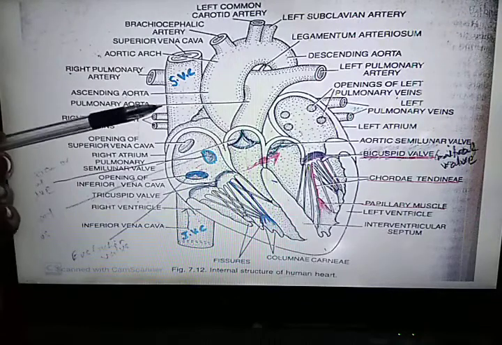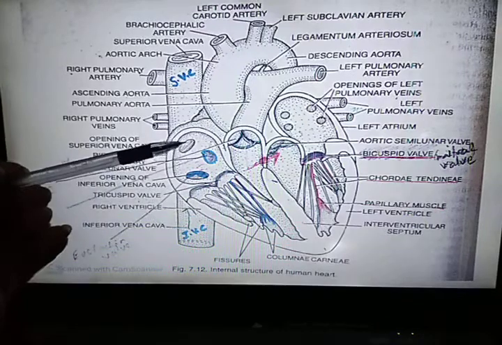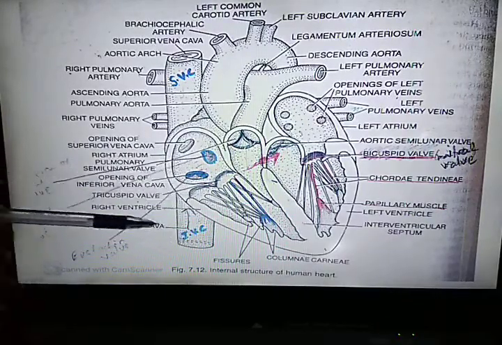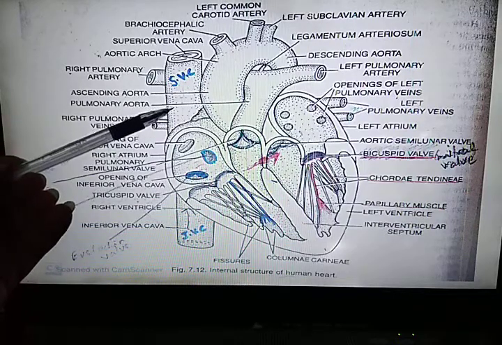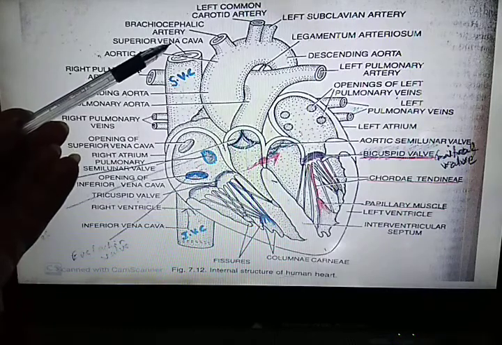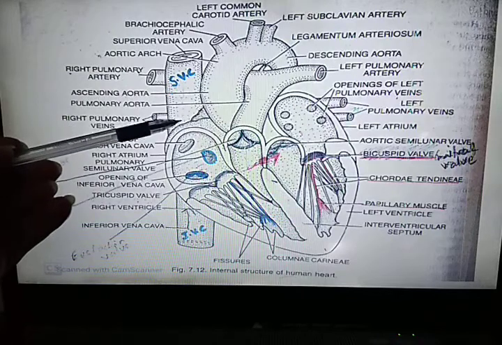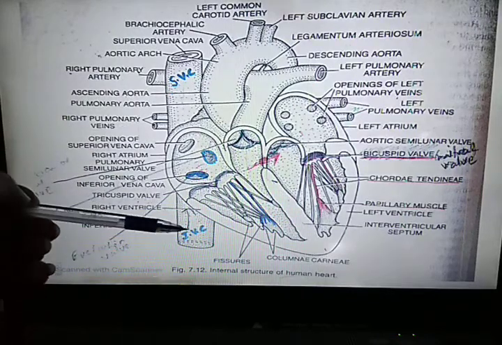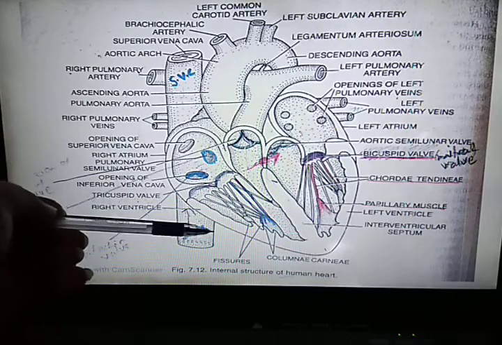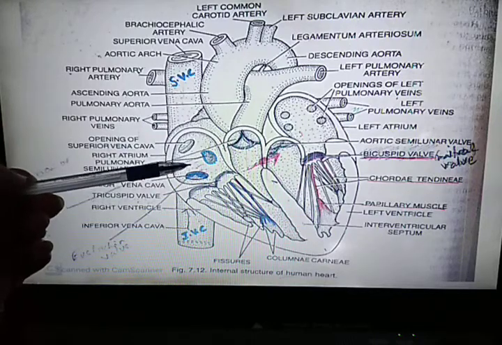First of all, about the right side of the heart. The right auricle receives deoxygenated blood from the whole body through 2 vena cava. From the upper region of the body and head, deoxygenated blood is carried by the superior vena cava, and from the lower body, deoxygenated blood is carried by the inferior vena cava. Both vena cava open into the right auricle.